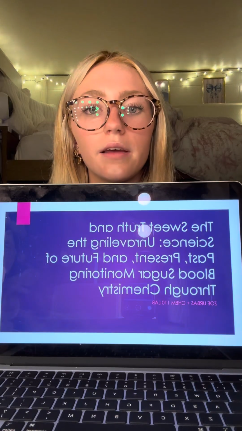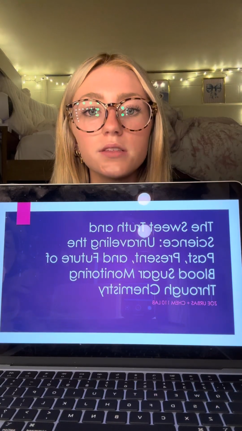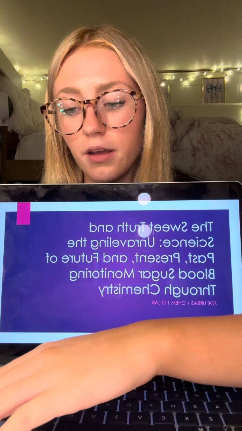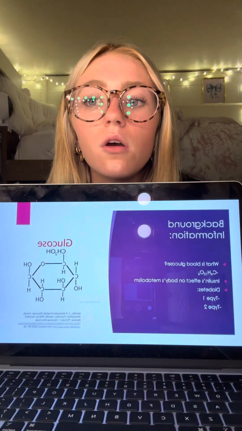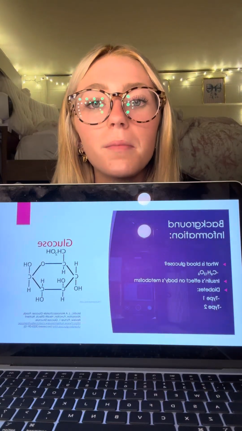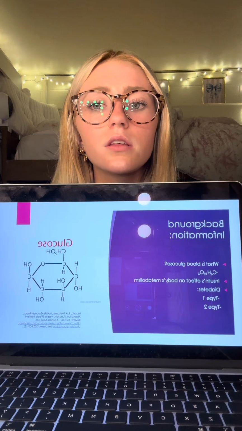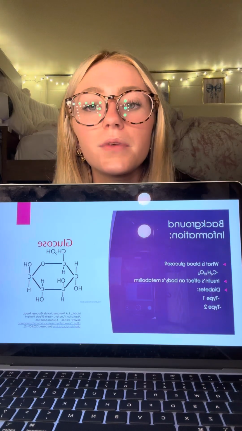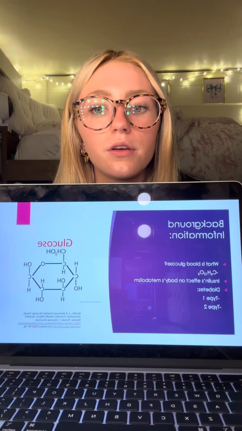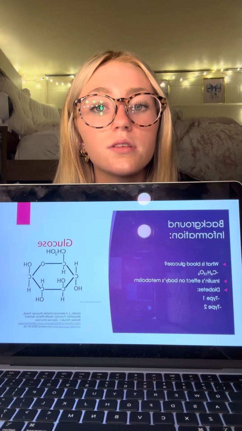The Sweet Truth in Science: Unraveling the Past, Present, and Future of Blood Sugar Monitoring Throughout Chemistry. So what is blood sugar monitoring? It measures the amount of sugar, also known as glucose, in your bloodstream, leading to the question of what is blood glucose. It's a monosaccharide simple sugar molecule that serves as the body's main source of fuel.